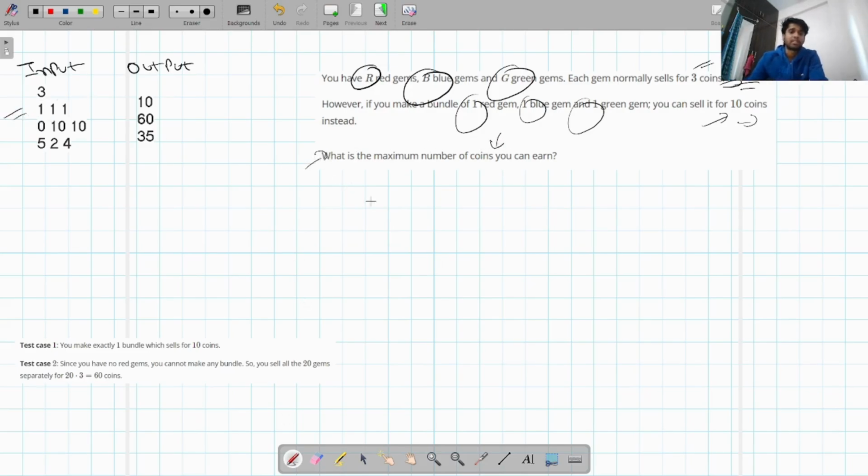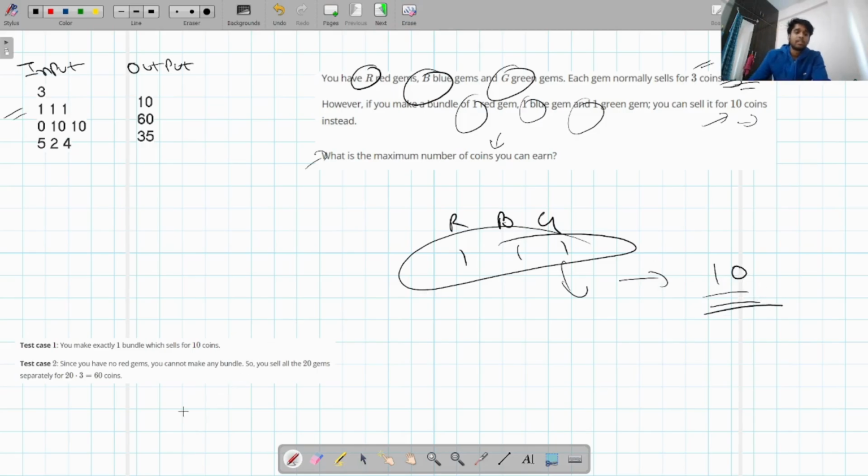So let's take the first test case. In the first test case, let's say R, B, G is 1 1 1. So we can make exactly one bundle, right? So we can make 10 coins with it. And let's take the second test case, that is 0 10 and 10. Since we have no red gems, we cannot make any bundle, right? So we sell the 20 gems separately. So 20 times 3, which equals 60 coins, we will earn. The output is 60. So guys, I think the test cases are pretty much clear.